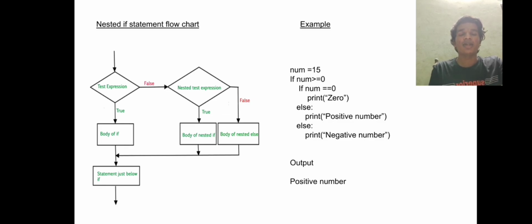In the example given, num is equal to 15. If num is greater than or equal to 0: if num equals 0, print 0, else print positive number; else print negative number. Here the given number 15 is greater than 0, so the output of the program is a positive number.